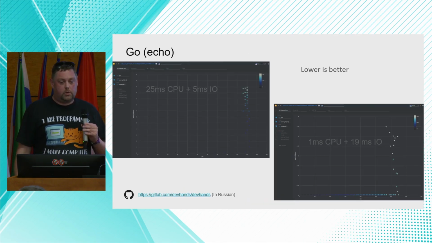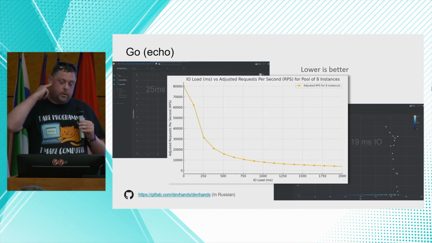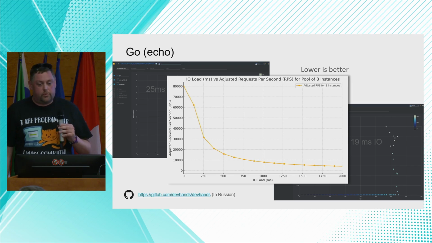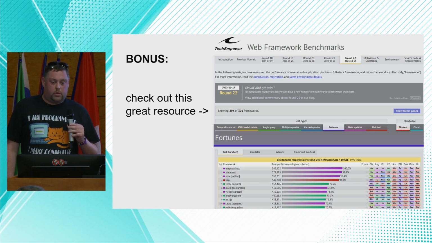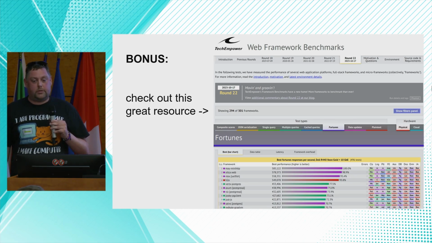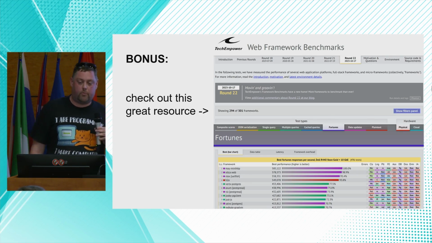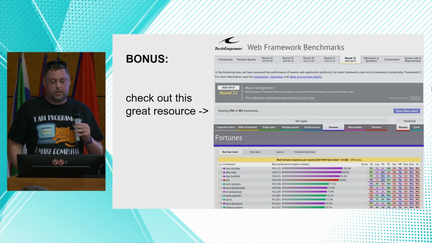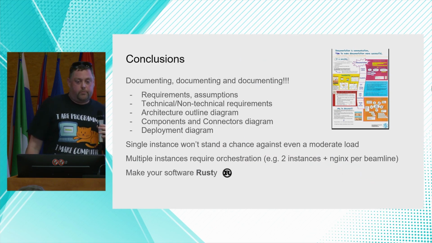And with Go, again, there were different metrics. I kind of extrapolated onto 8 instances and Nginx in front of it, so it performed somewhat similar to Rust. And as a bonus, I would recommend this very interesting resource on the web. They took different web frameworks, ran performance tests, and then published the results. And it's very detailed and rich in information.